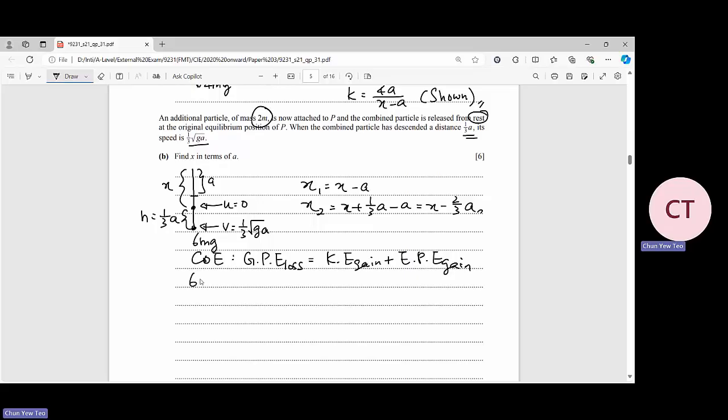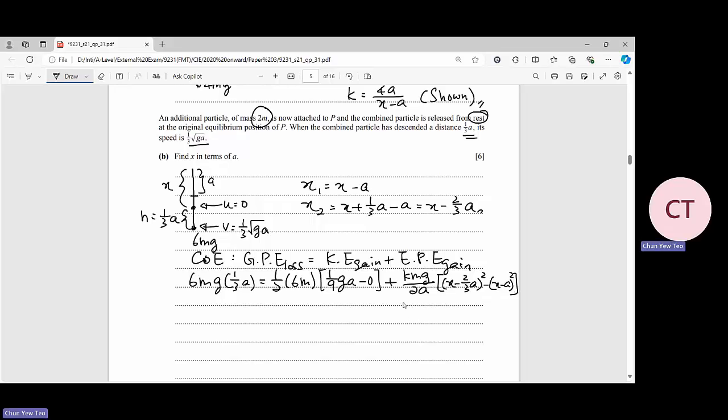GPE loss will be mgh, 6m times g times h, plus equals to KE gain. It will be half of the 6m. The v squared will be 1/9 ga minus a 0, plus the EPE gain. It will be lambda. Lambda is a kmg. The 2L, 2a, x2 squared minus the x1 squared.